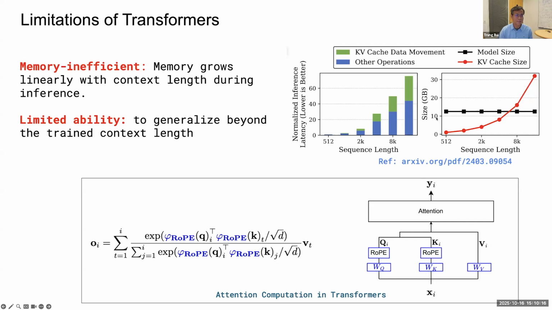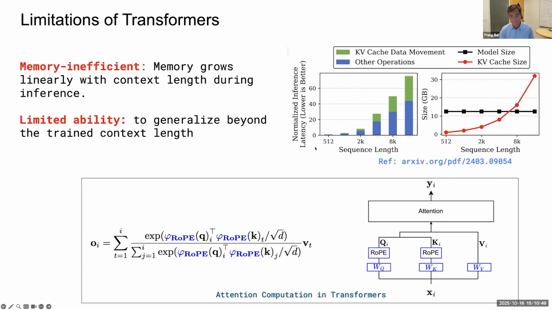So there are basically two key problems of the transformer. The first limitation is that memory grows linearly with the context length during inference. And the second problem is that it is hard to generalize beyond the training context length. For example, if you train a model for 2000 tokens, and later you have an input of more than 2000 tokens, it is very challenging to scale.